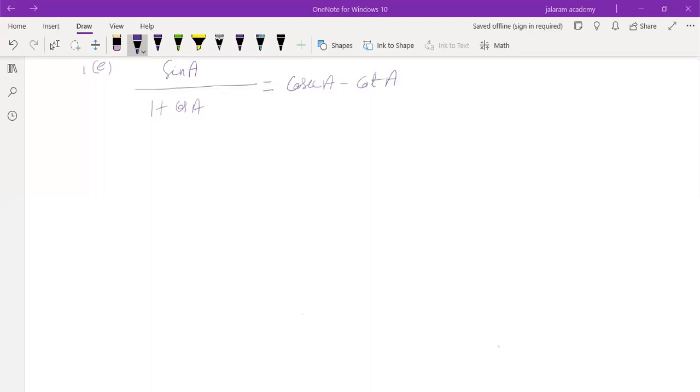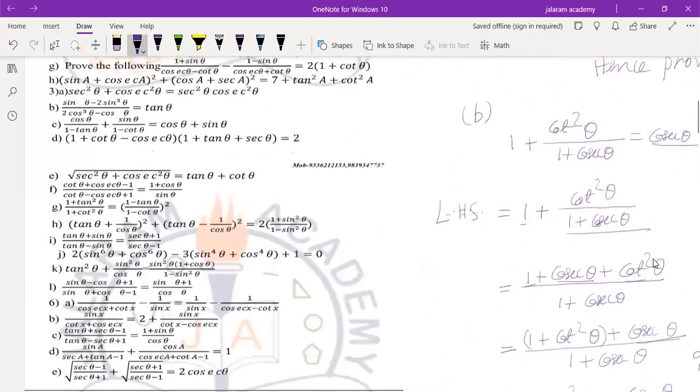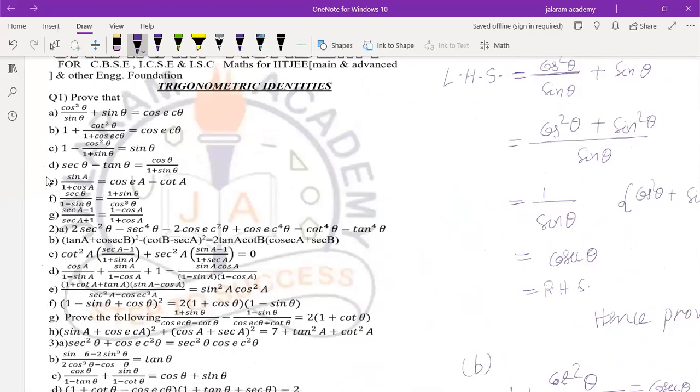So in question 1e, sin a upon 1 plus cos a equals cosec a minus cot a. Question number 1e. This one: sin a upon 1 plus cos a equals cosec a minus cot a.